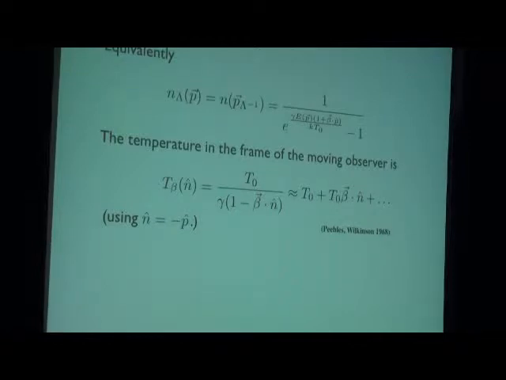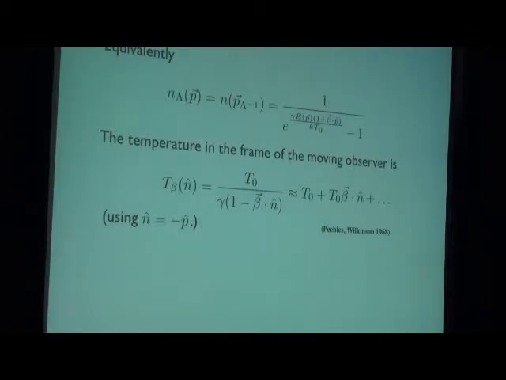Now, what you can do is define a new effective temperature for this observer, T beta, which looks like this. So it's T0 over gamma. This is the usual Lorentz gamma, which is 1 over the square root of 1 minus beta squared. And then you have this kind of modulation. Typically, the motions we're interested in are slow, so beta is small compared to the speed of light, or small compared to 1. And you can expand it, and then this gives you a dipole.